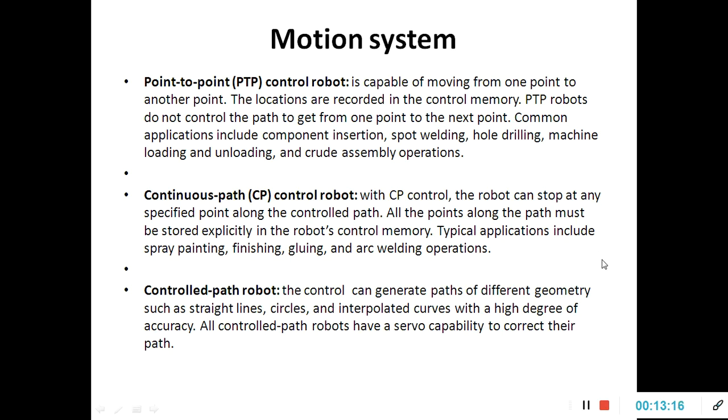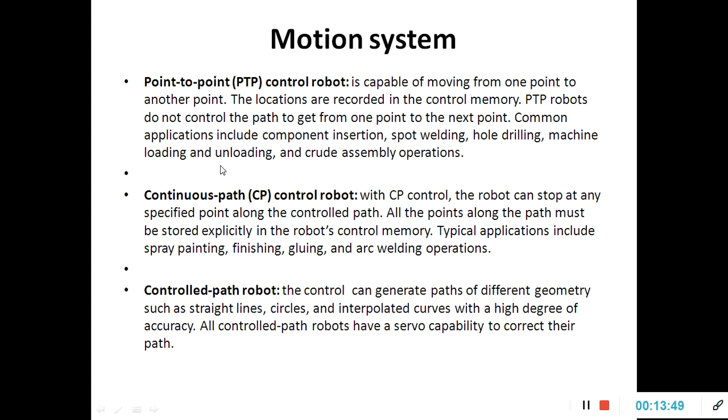Now, motion systems. There are totally 3 types of motion systems used in a robot: point-to-point control system, continuous path control system and continuous path robot. So the first one is the point-to-point control system. See, a point-to-point control robot is a robot which is capable of moving from one point to another point. Here the location has already been decided and the coordinates are entered through the program, so that the robot can be moved from one point to another point.